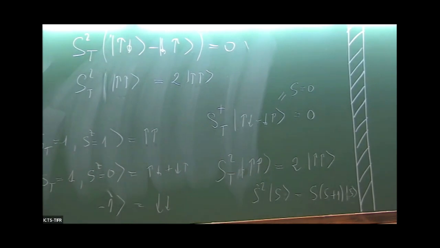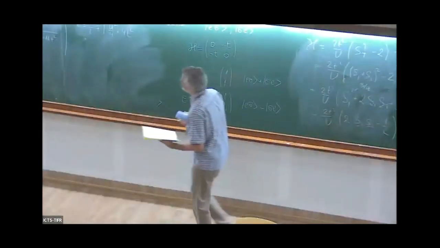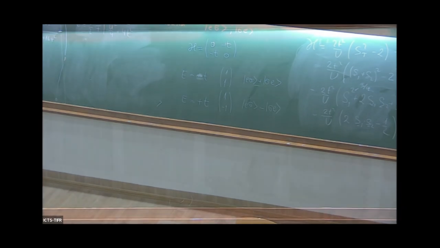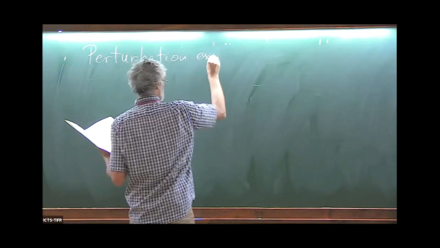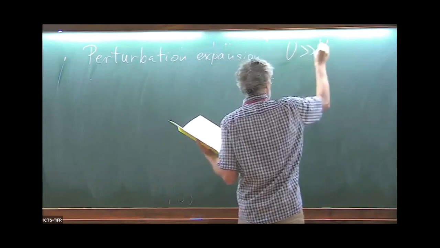Excellent. So, this was kind of troublesome. We had the square roots and so on. Can we derive it differently? Let's try to get some physical picture. We can do a perturbation expansion, starting from the U large limit.